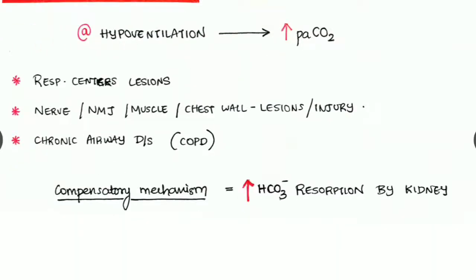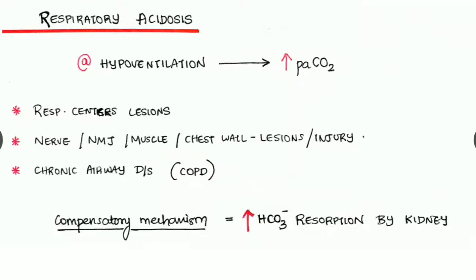So it can be due to any respiratory center lesions in the pons, medulla, etc. It can be due to lesions in the nerve, neuromuscular junction, respiratory muscles, chest wall, etc. And it can also be due to chronic airway diseases like COPD. Somehow the body has to compensate for this. So what is the compensatory mechanism? The body increases the bicarbonate reabsorption by the kidneys. When this bicarbonate is more reabsorbed, its concentration in the blood increases.